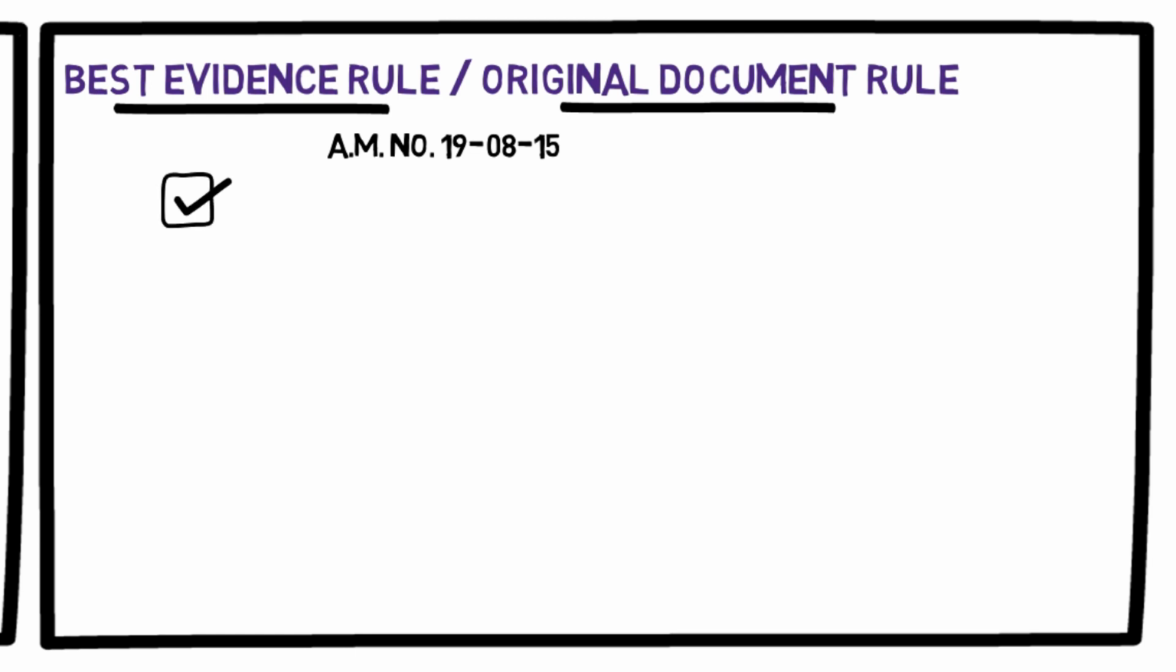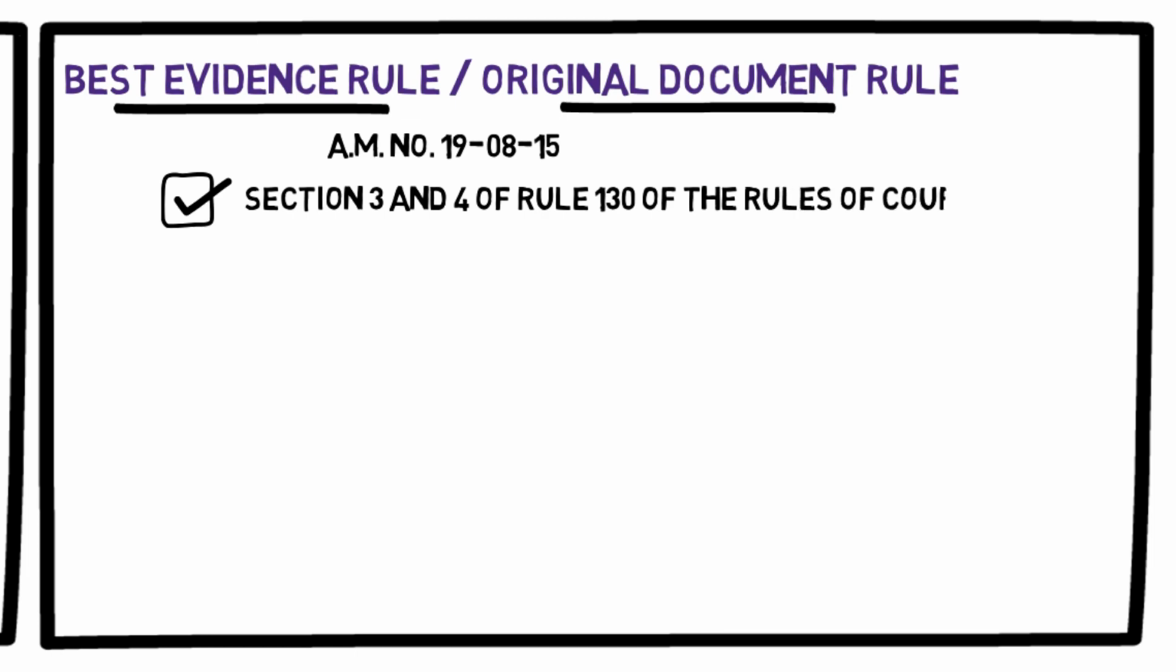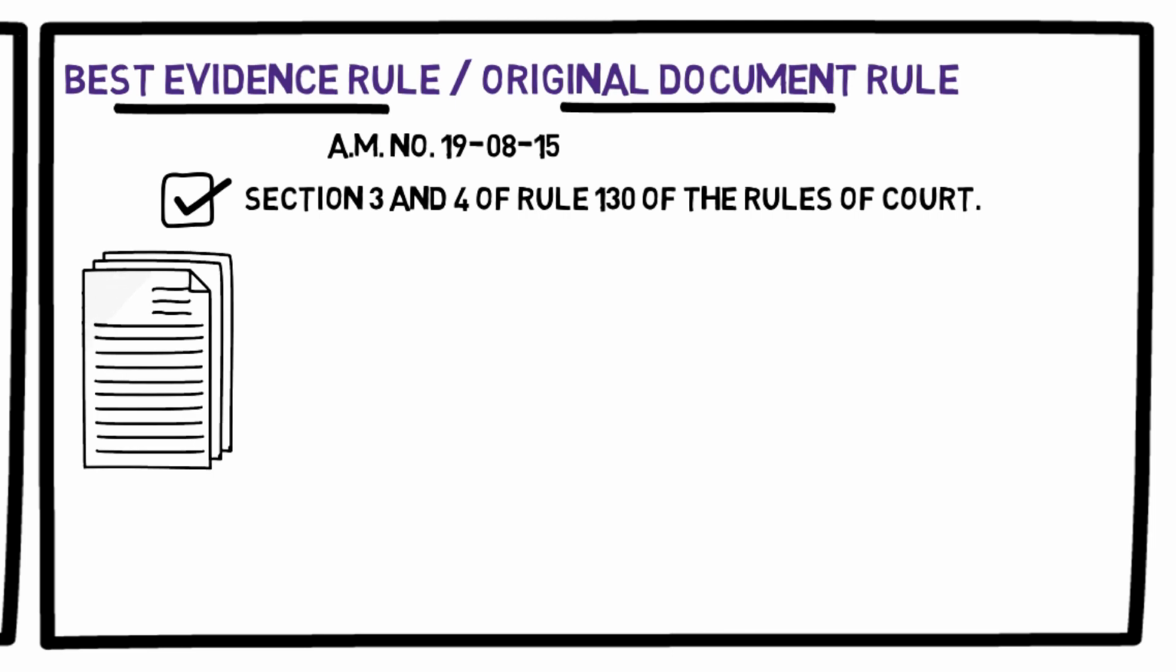Best Evidence Rule or Original Document Rule is governed by Sections 3 and 4 of Rule 130 of the Rules of Court. Best Evidence Rule states that when the subject of inquiry is the contents of a document, no evidence shall be admissible other than the original document itself.